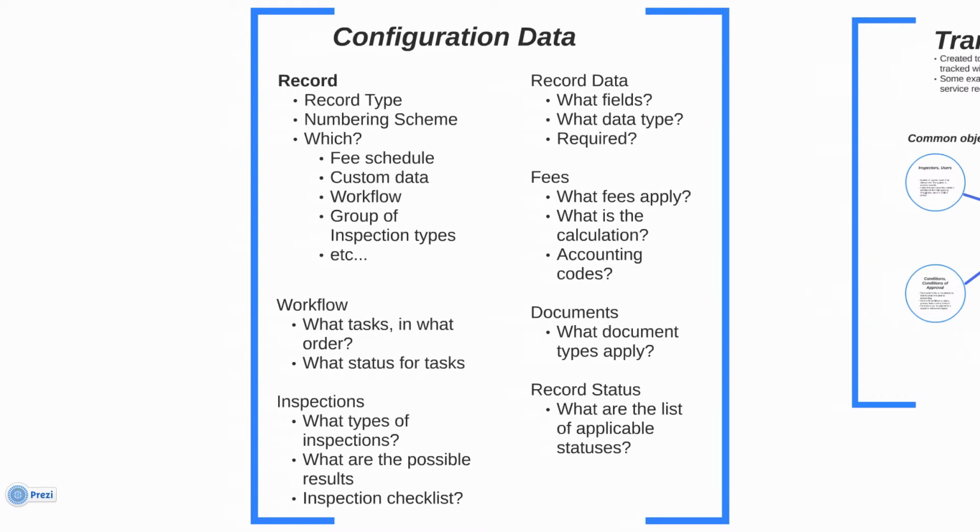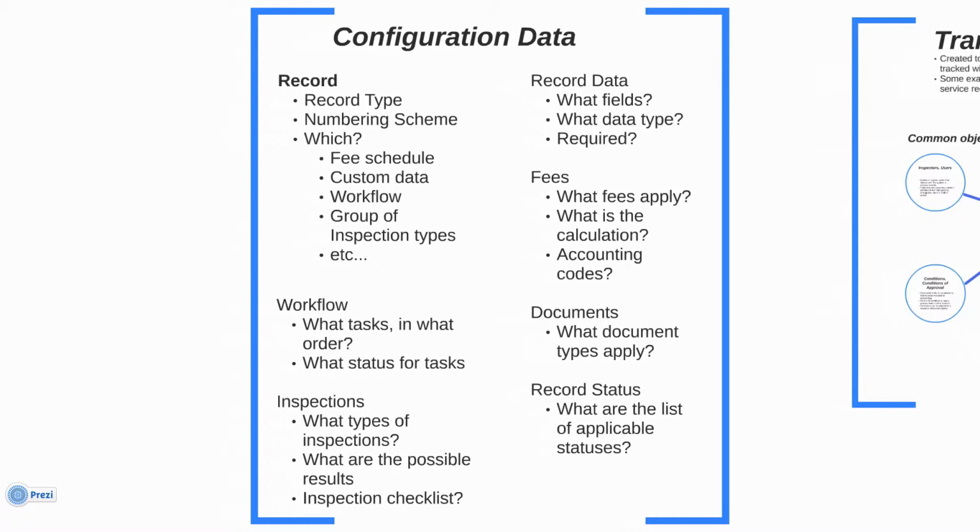Let's move on to configuration data. When we were looking at transactional data, we took a look at records. And we talked very briefly there that an agency is going to define what a record is. And that is all handled in configuration data. There are user interface screens within Accela Automation that administrators use to define records and what objects are associated to those records, what attributes about those records make them unique, things of that nature.